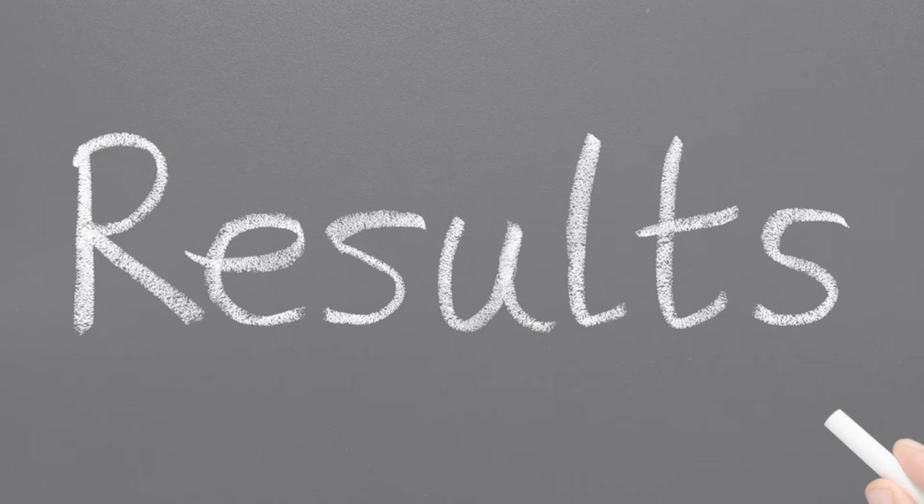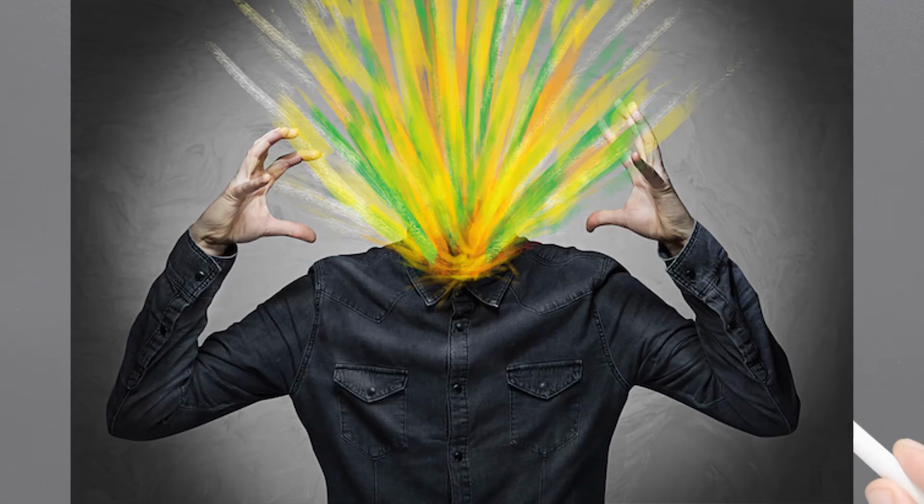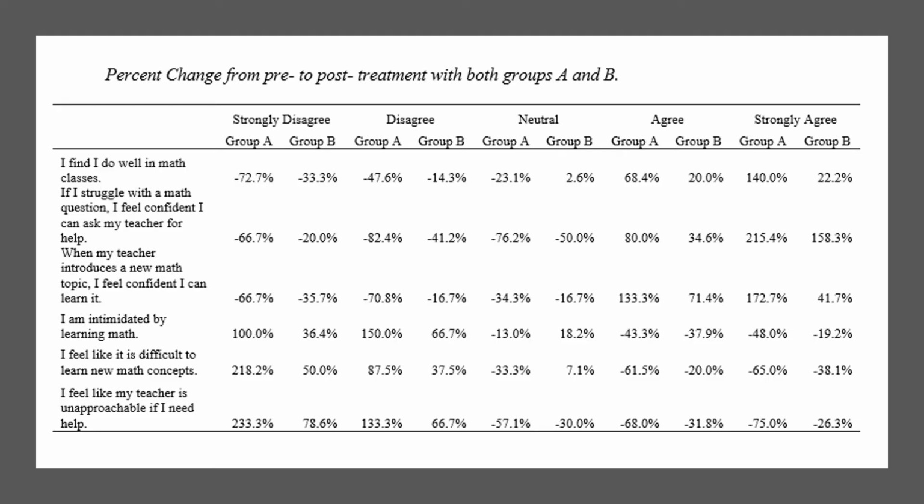And the results of the study, well, they were mind-blowing, very significant. This chart is a percent change from pre to post treatment for both groups A and B. Some of the data points I want to highlight for you, negative 72.7%. To explain what this means, initially, the number of students who reported they strongly disagreed with the statement, "I find I do well in math classes," that number fell by nearly 73% after they had received the treatment.